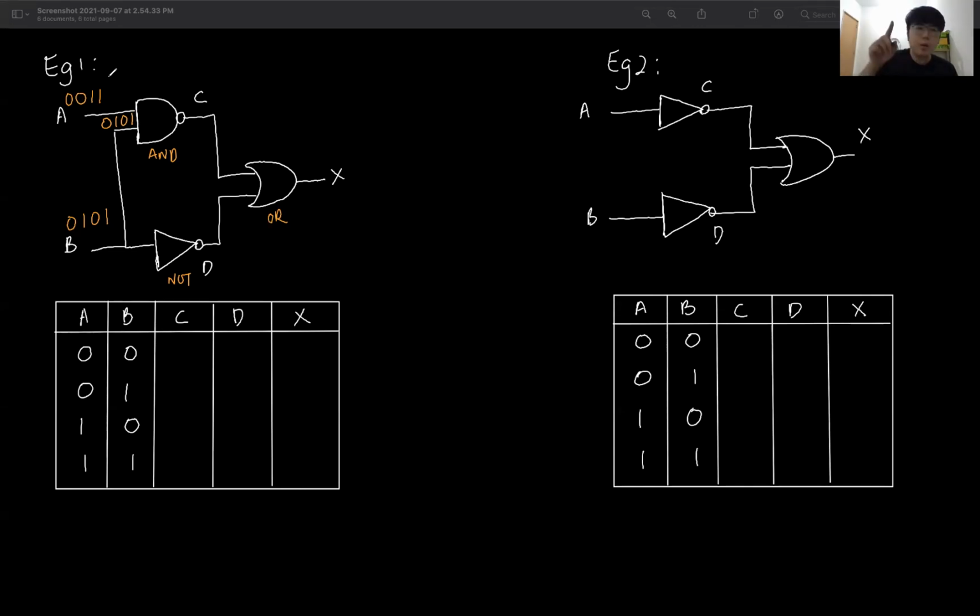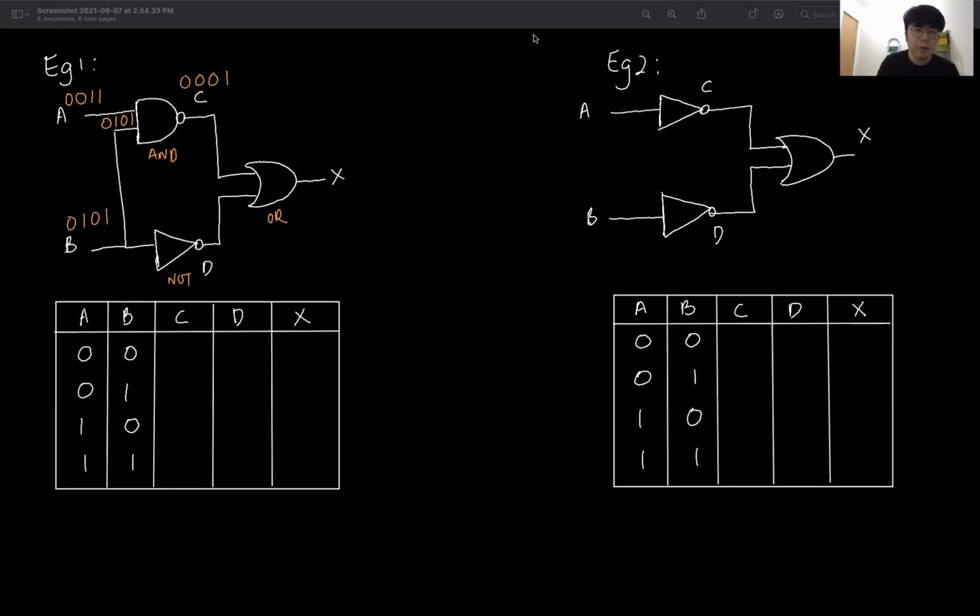AND gate, remember, only if both are 1, it is a 1. So 0 matches with the first 0, 0. The second 0 matches with the second one, 0 and 1, that is also 0. The next one, 1 with the 0, 0, and 1, 1, 1.